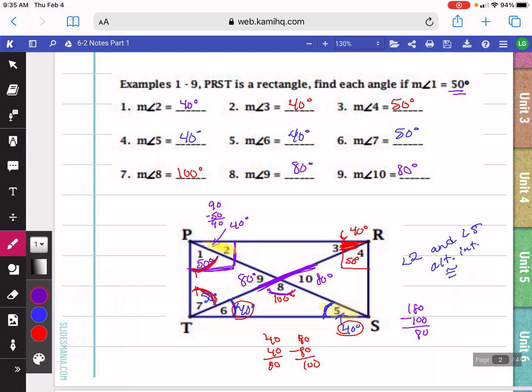Again, there's different ways I could have done that. I could have also said these two angles are 50, so if I add those, I get 100. If I subtract from 180, I get 80. So different ways to work out the angles in this triangle.